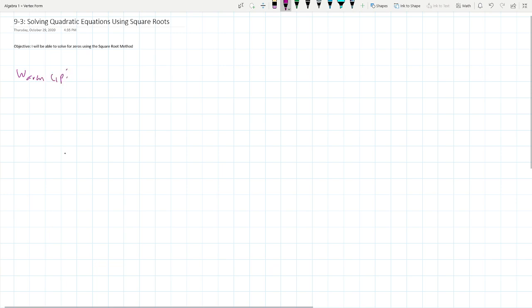For this, we're going to solve equations using square roots, then determine the number of real solutions of the equation. So number 1, we have x squared equals 36. Number 2, we have x squared equals negative 16. And for number 3, we have x squared equals 0. If you have not done these yet, go ahead and pause this and attempt them. Once you're done, you can resume because we will be moving on.